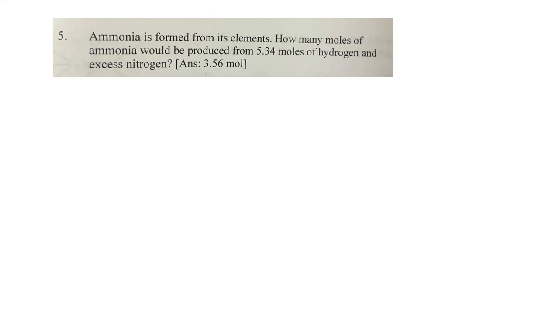Hey, so here's a question where you have to do some stoichiometry to solve. It says ammonia is formed from its elements. So ammonia is NH3, and it's formed from its elements. Nitrogen is one of them. Nitrogen by itself always has to be N2, plus hydrogen, and hydrogen by itself is always H2.